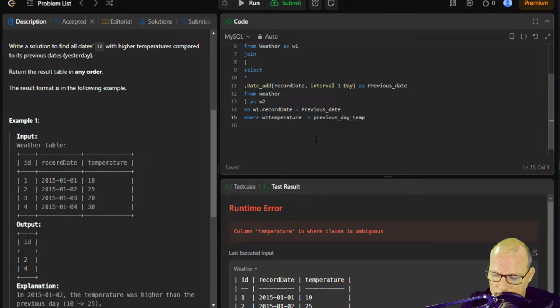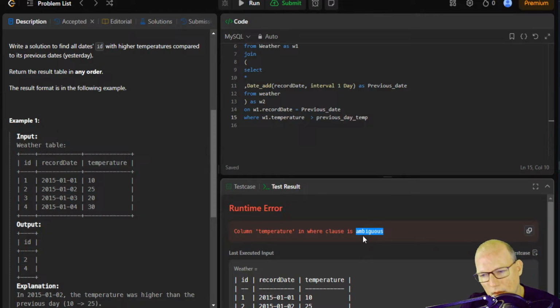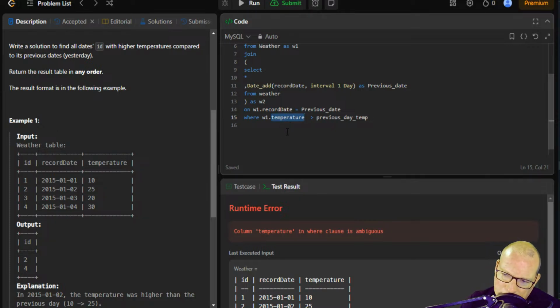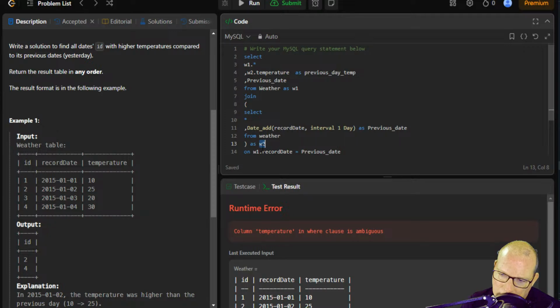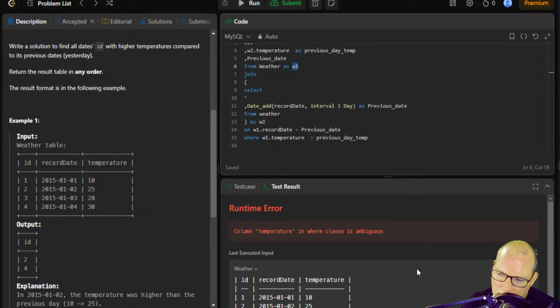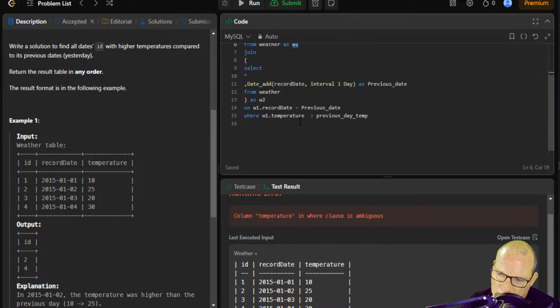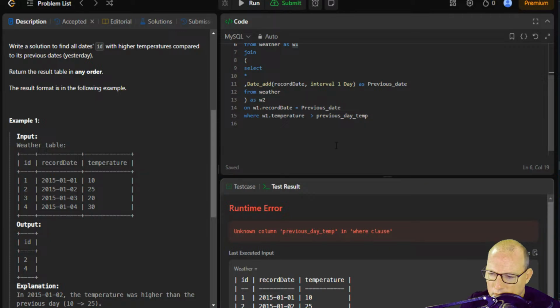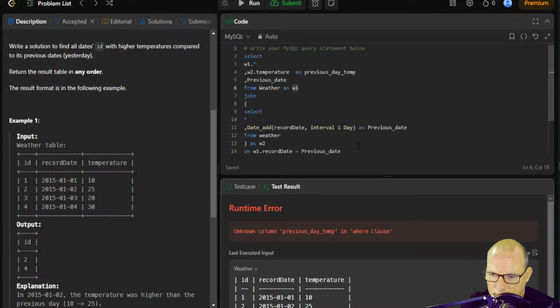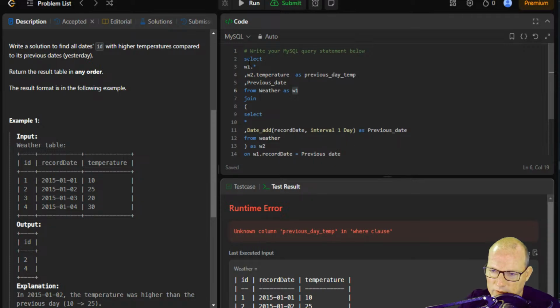So you're going to get used to this term, ambiguous. I was calling temperature, but it's like, hey, you got temperature in W2 and W1. But right now, I want you to look at temperature in W1, even though it'd work. Wait a minute. Unknown column previous day. Oh, because we're doing it. Yeah.